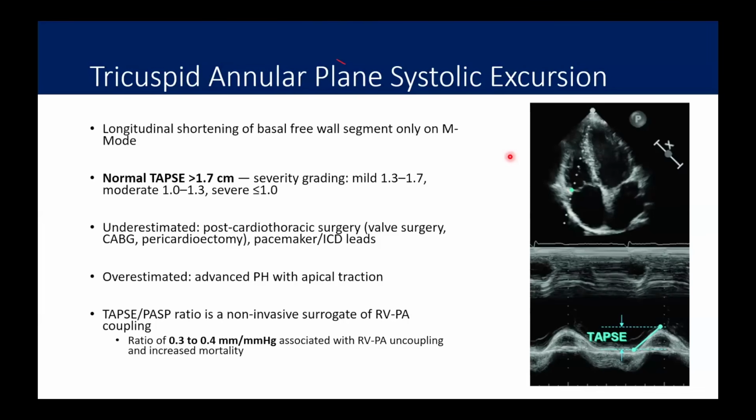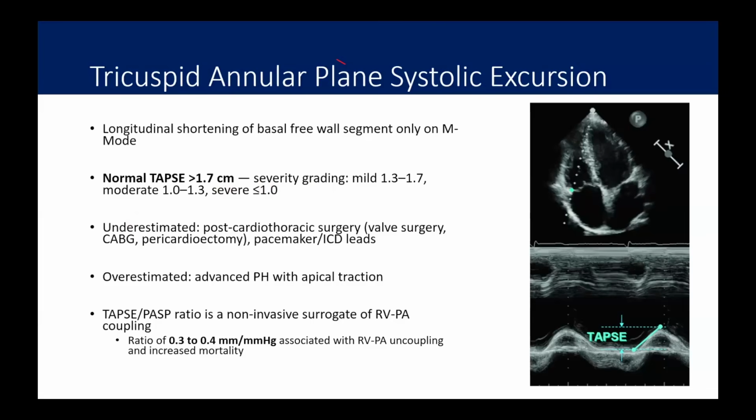And so what it does is that it captures longitudinal shortening of that basal free wall segment only. It doesn't tell you anything about the other segments. So think of it as just sampling one point on a very complex ventricle. And so when that point is representative of the whole chamber, TAPSE is great. But when it's not, it can mislead you. So the guidelines keep the normal threshold as before, of greater than 1.7 centimeters as normal, but they provide a severity grading here as shown.